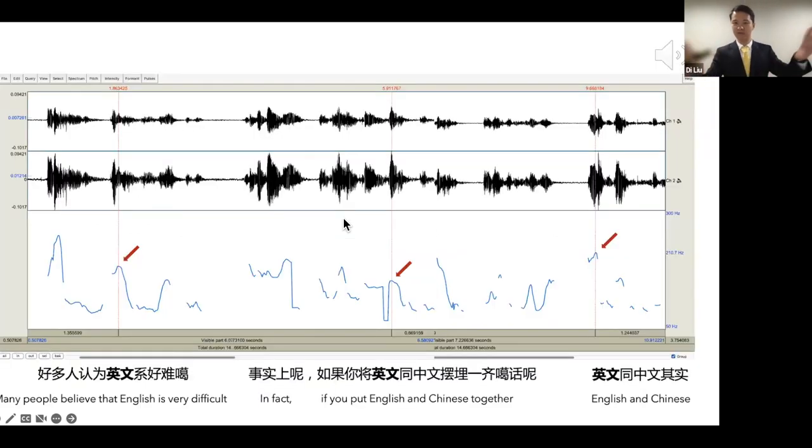Okay, through this visualization of speech, we can see that there are three times when the word 英文 appeared in this audio file. Many people believe that English is very difficult. In fact, if you put English and Chinese together, English and Chinese actually have a lot of similarities. That's what this whole stream of speech is.